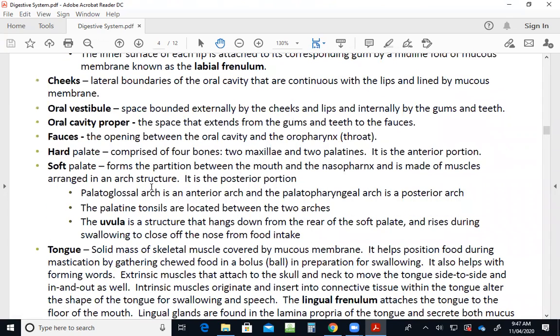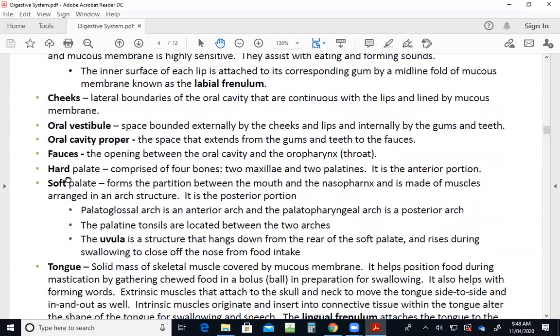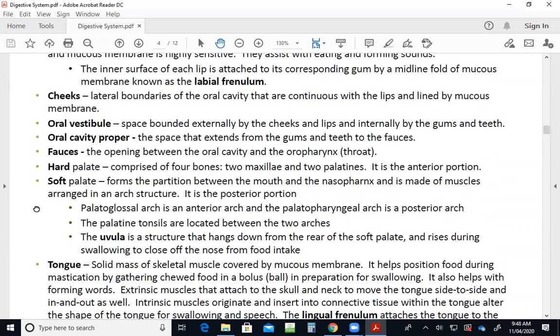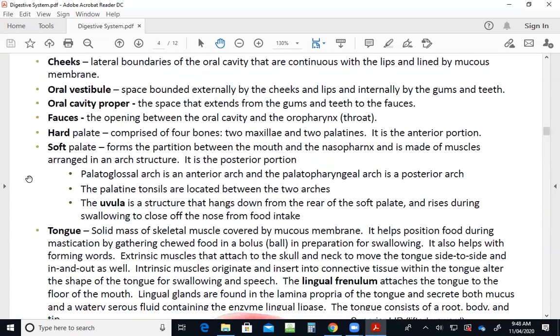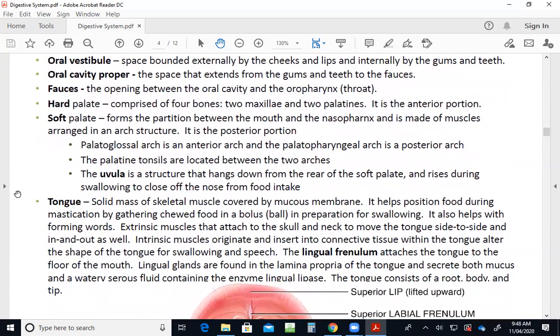If you put your tongue in that space above and below, in front of your teeth, you can feel that little tissue, okay? This is a midline fold of mucous membrane. Your cheeks are the lateral boundaries of your oral cavity and are continuous through the lips, also lined on the inside by mucous membrane. That space that I just mentioned, where you could put your tongue or where somebody would put a wad of tobacco, is called the oral vestibule.